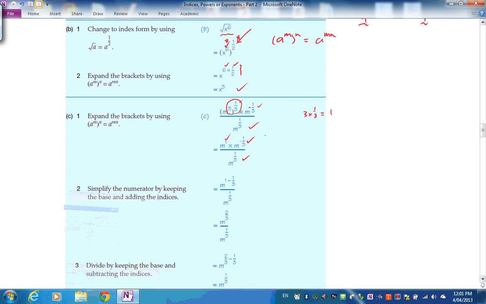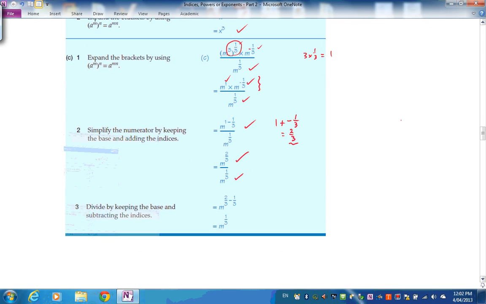So the next stage is to look at simplifying the top line. So you add the powers. Just watch that though. That's 1 plus negative a third. Okay, so that's going to come to 1 take a third. 1 is 3/3, take 1/3 is 2/3. So your next line is that top numerator simplified, it's m to the 2/3 divided by m to the 1/3. So gradually doing it step by step. Now you've got division of powers, so remember, division of numbers is subtraction of the powers.